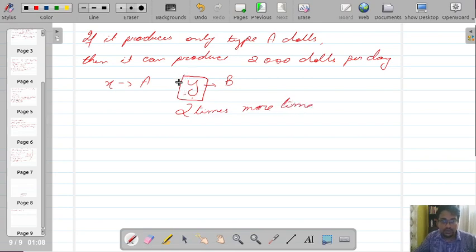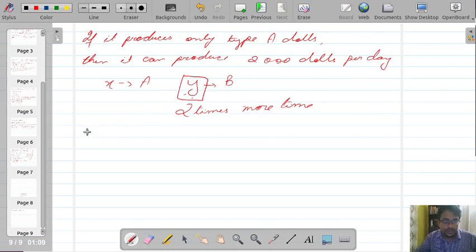in one day we can produce y number of dolls of type B. And in the same time, how many dolls of type A can we produce? If instead of making B we produce dolls of type A only, then we can make twice y dolls of type A. Right? So as per these constraints, x plus twice y has to be less than or equal to 2000.